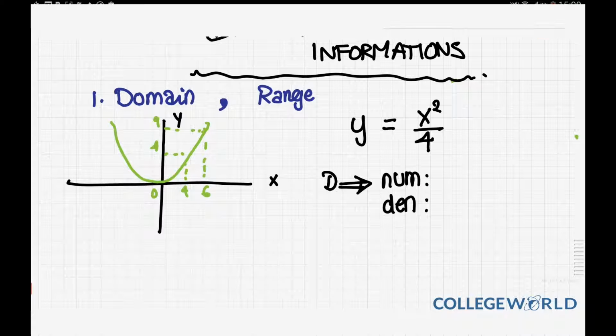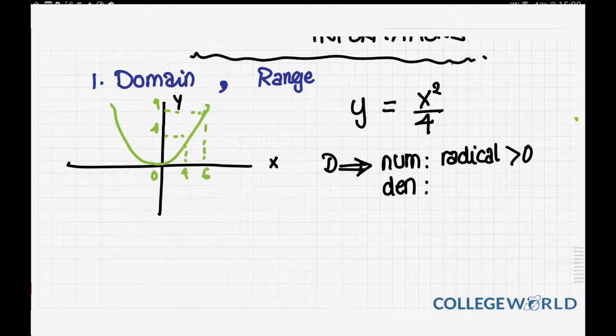What is your domain and what's your range? To check your domain quickly, what we do is that we look at the numerator. If you don't know what numerators and denominators are, go back to our last video. The numerator is the number at the top and the denominator is the one at the bottom. For your numerator, what you need to check is that if you have a radical, you need to make sure it's positive.